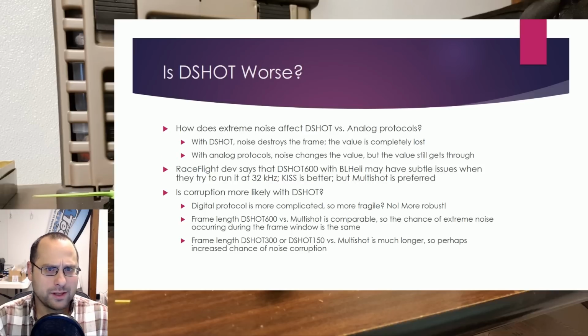Maybe Dshot's worse than multi-shot. There's certainly been some, when Dshot first came out, Preston from Raceflight was like, well, we're going to stick with multi-shot because Dshot can't do 32K on most devices. And it's interesting because Dshot 600 can do 32 kilohertz. But actually, Preston says that when they try to run Dshot 600 at 32 kilohertz, they have problems. I don't have details on what the problems are.